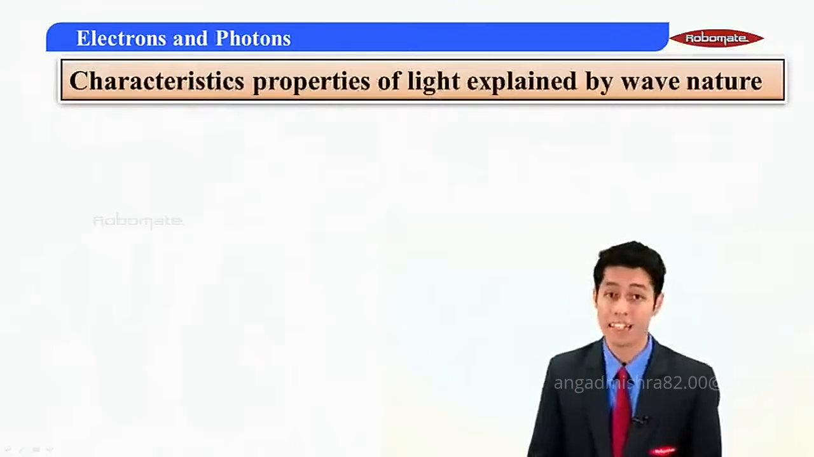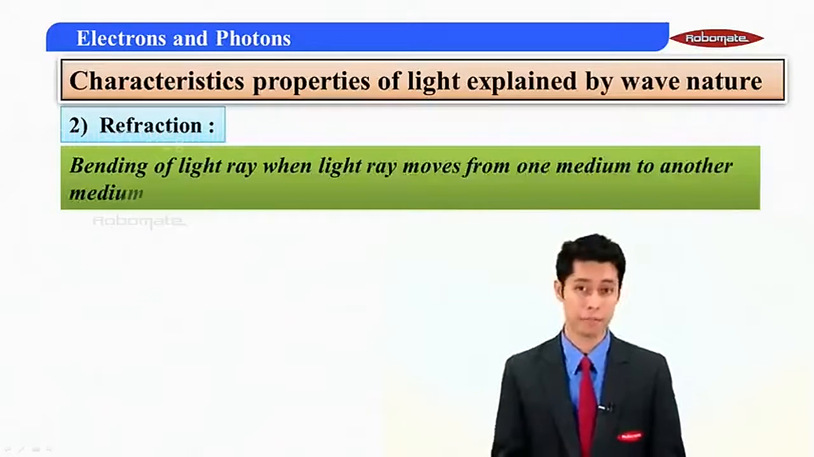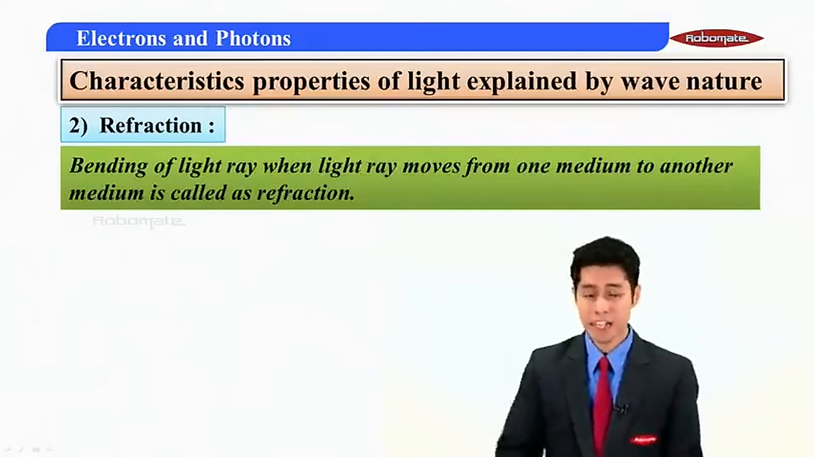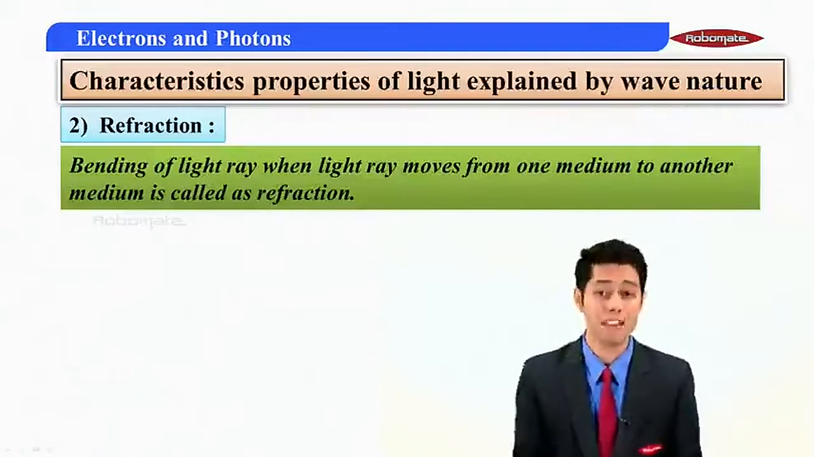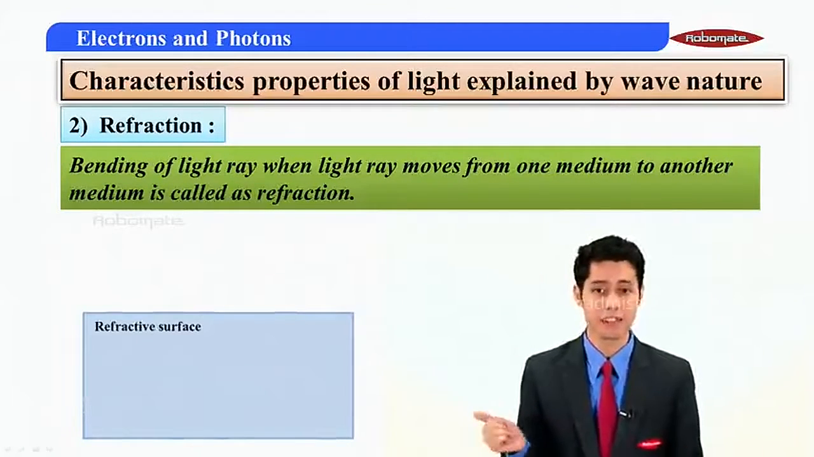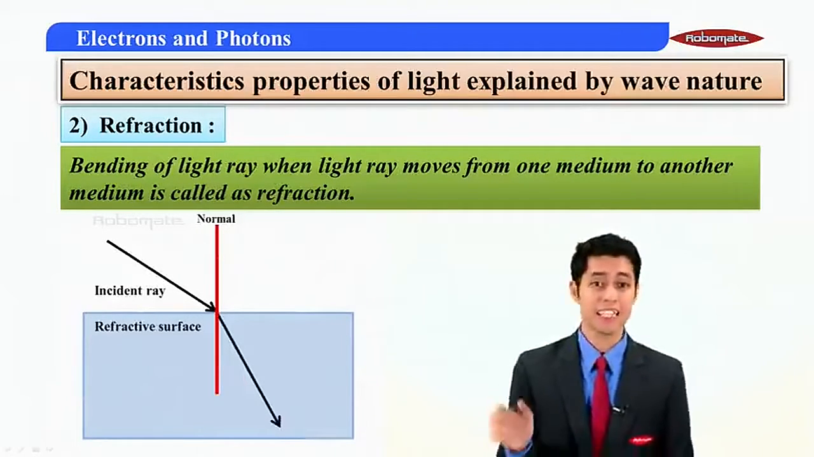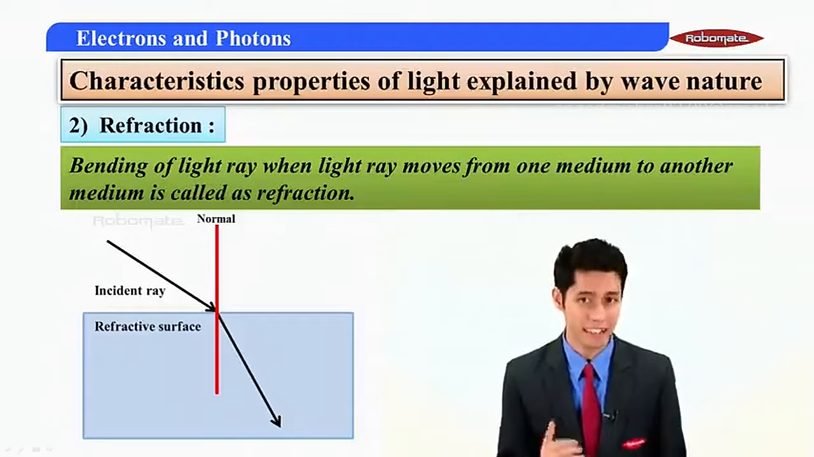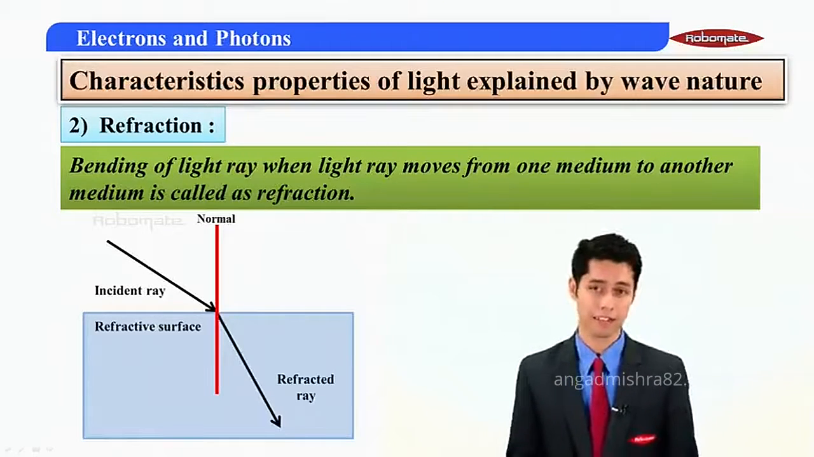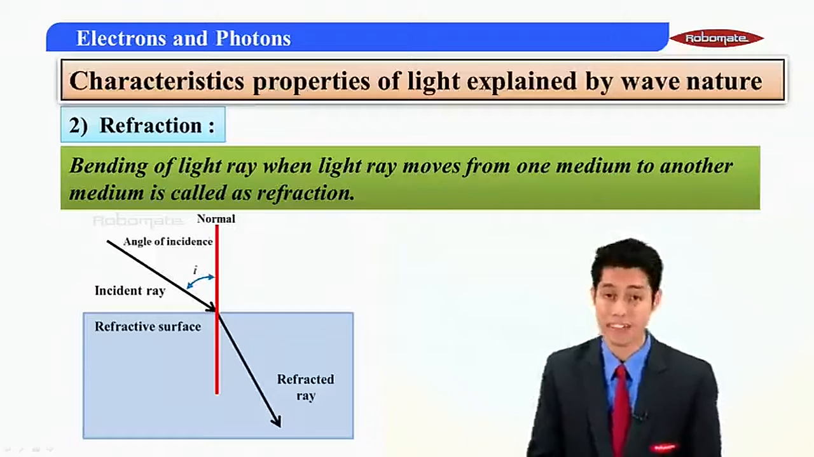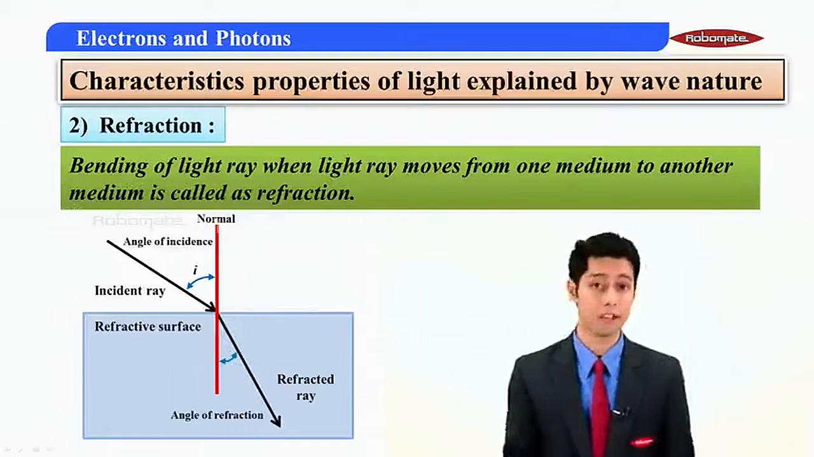Moving ahead, there were a few other characteristic properties explained by the wave nature of light. That was refraction of light. Now how do I define refraction? It is the bending of a light ray. When the light ray moves from one medium to another medium, it is called refraction of light. You can see this refracting surface. I again have my incident ray which is coming in. Now this incident ray is changing its path, or it is bending. That bending causes a phenomenon called refraction of light. The angle made by the incident ray is called the angle of incidence, and the refracted ray makes a certain angle called the angle of refraction.